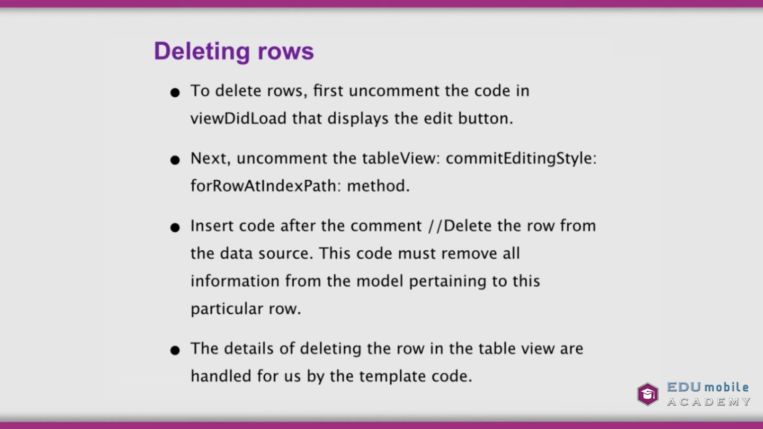But the good news is that the details of actually deleting the row in the table view are handled for us by all of this template code that we've just uncommented. So the actual row deletion is handled for us, but we need to allow that to happen after we have removed the row and its information from the model. Okay, I hope that makes some sense, and this will certainly make more sense in the demo on deleting information from a table view.